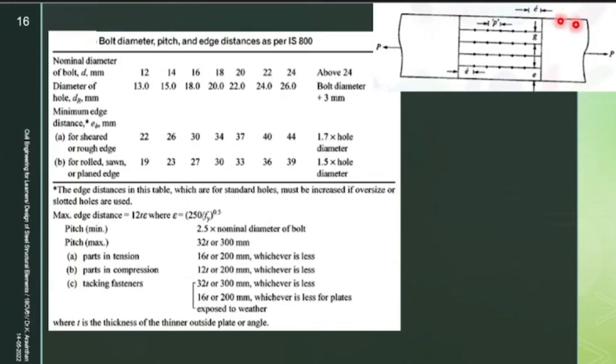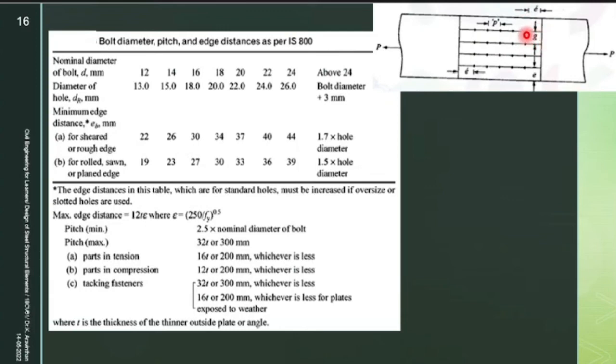See, if you are connecting two plates, plate 1 and plate 2, by a butt joint, and the load is applied in the horizontal direction, pitch is known as what? The distance between two bolts in the horizontal direction. This is known as P. Can you find the letter P? This is known as pitch. If the load is acting along the direction of the load, the distance between the bolts is known as pitch. G is known as gauge.